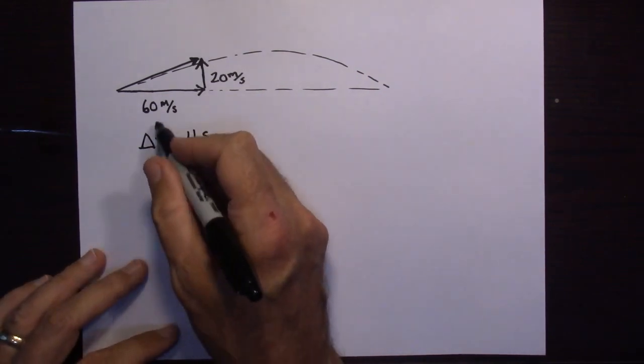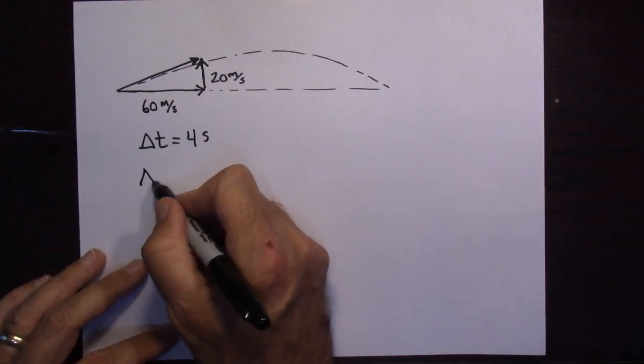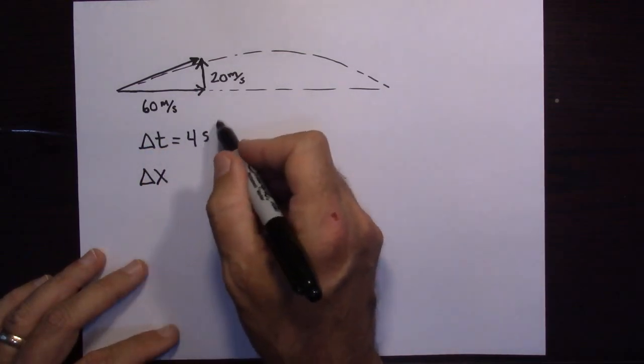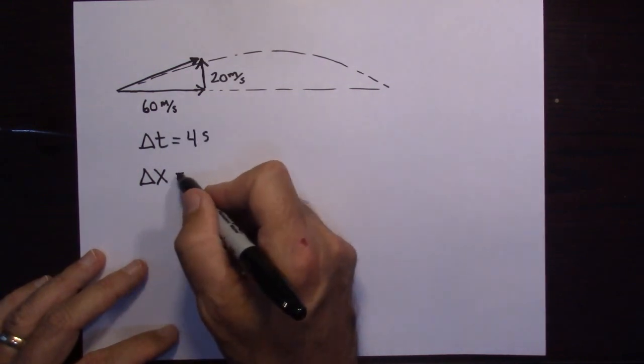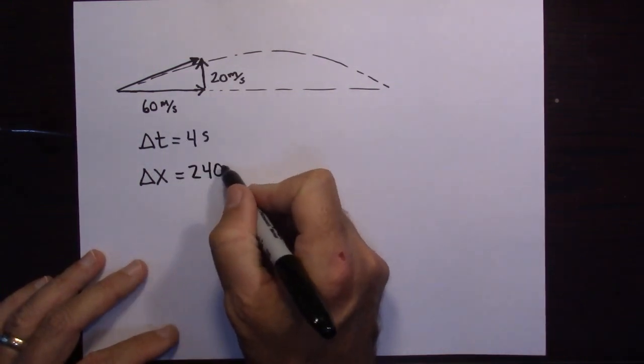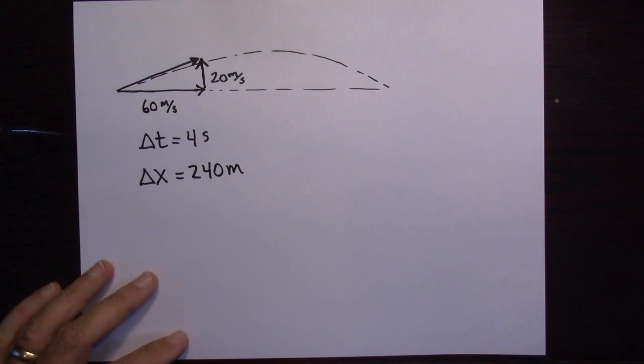And it's going 60 meters per second, so the range, the whole time it's in the air, it's going 60 meters per second, 60 meters every second, so it will be going 240 meters. That's how far down range it's going to go.